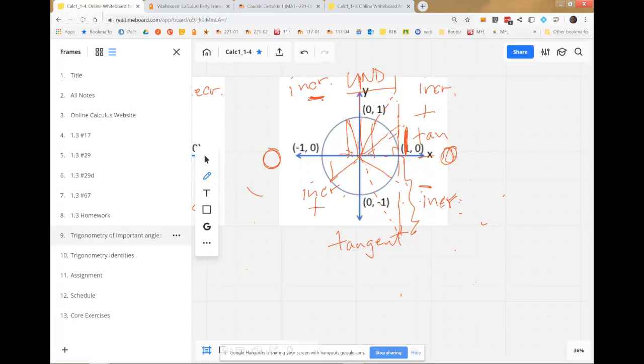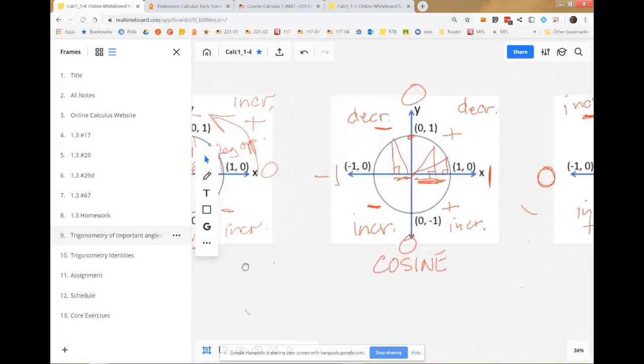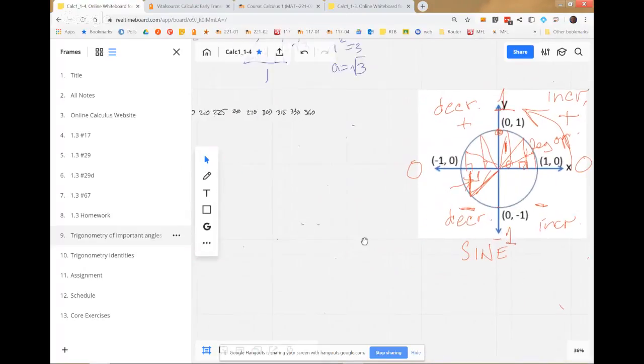It's always increasing, and yet it repeats because it's got these two vanishing points, so to speak. At 90 and 270, it's just off the map. You can't calculate. It's undefined. So anyway, we're going to be talking about behavior charts as we start filling this out.